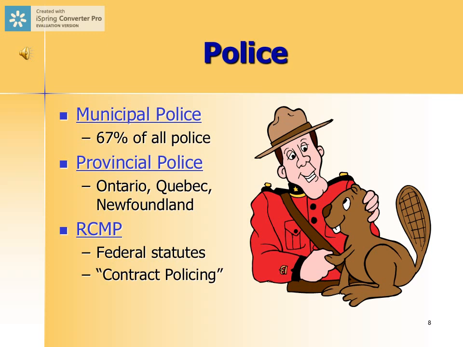In Canada, we basically have three levels of police, just like we have three levels of government. We have federal police, provincial police, and municipal police. So the municipal police make up the vast majority of all police in Canada. There's about 67% of all police officers are serving municipal police forces.